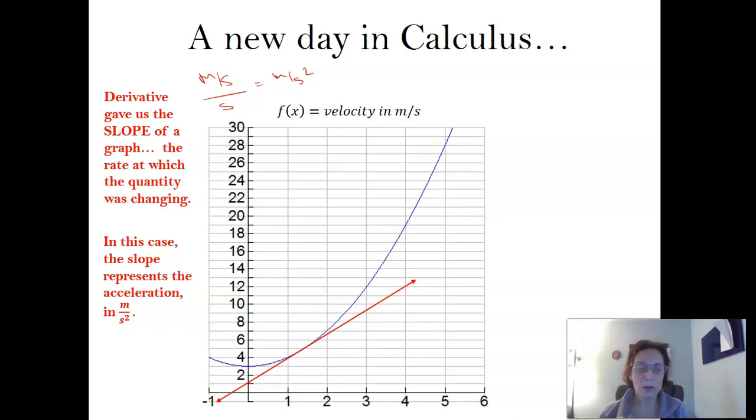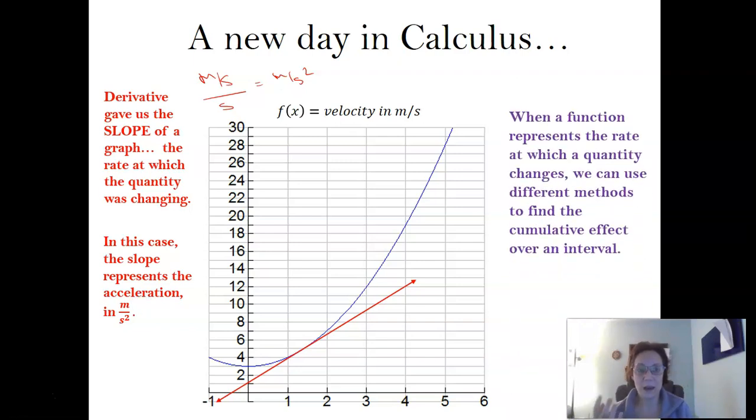Okay. What we want to look at now is a completely different aspect. What we want to look at now in this second kind of big chunk of calculus is what happens when you have a function that is a rate of change. Instead of talking about how quickly it's changing, start talking about any cumulative effect that it may have over time.